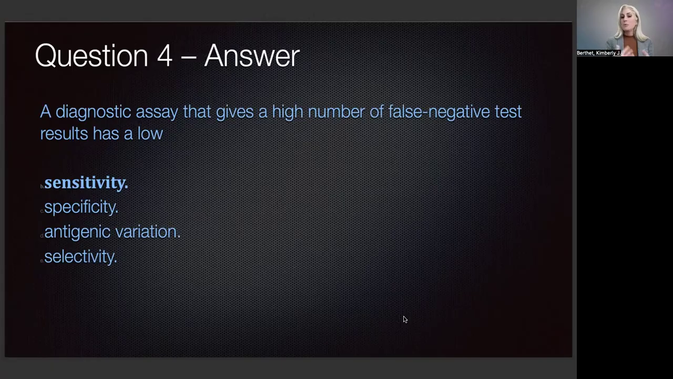meaning the test is not sensitive enough to pick it up. So maybe the person just got COVID, they took one of those at-home tests, and the sensitivity is low on those at-home tests, those point-of-care-like tests. So it doesn't pick it up and it gives somebody a false negative.